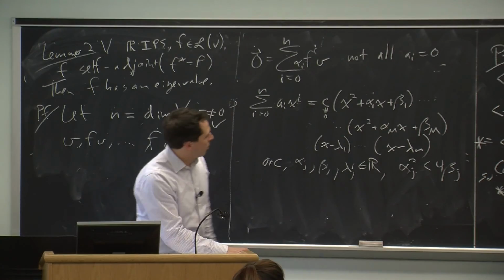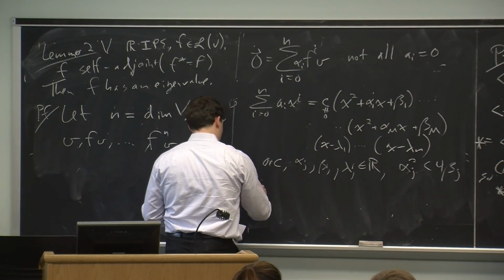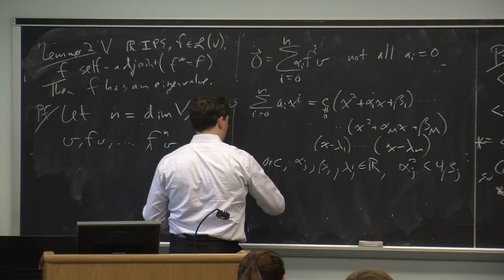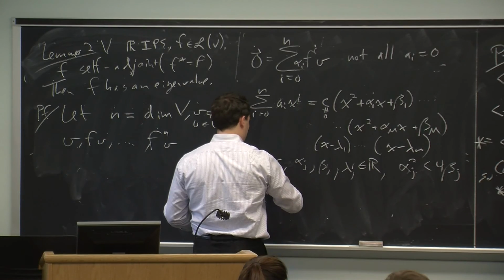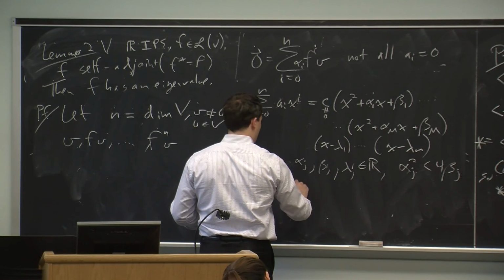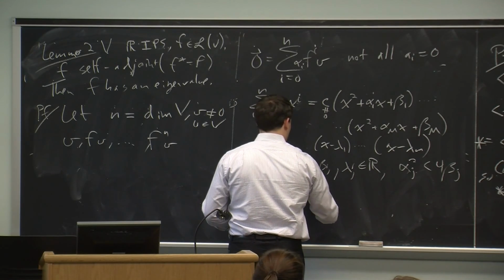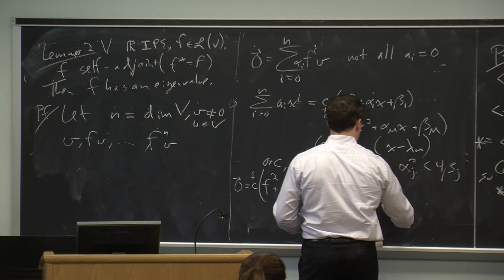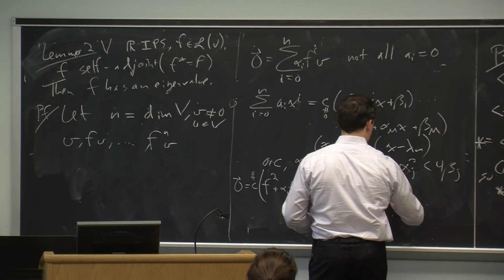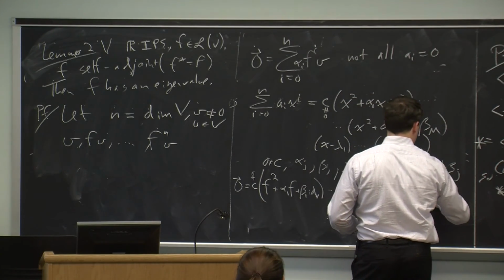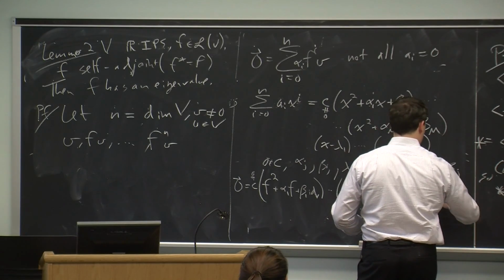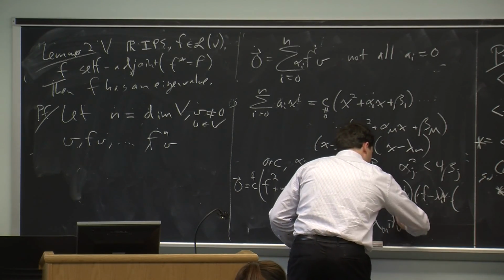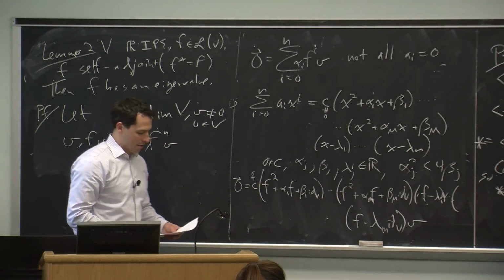When we apply this polynomial back to our operator, we get that the 0 vector is equal to a scalar constant, which is non-zero, times a product of a bunch of quadratic factors: f squared plus alpha 1 f plus beta 1 identity, up to f squared plus alpha M f plus beta M identity, times the linear factors f minus lambda 1 times the identity up to f minus lambda m times the identity. And that's all applied to v. And when I do that, I get 0.